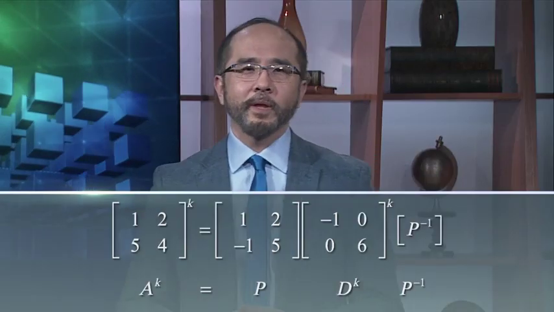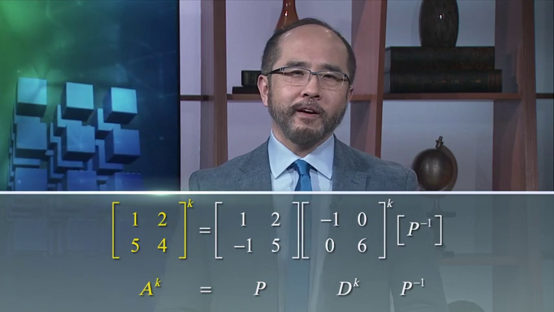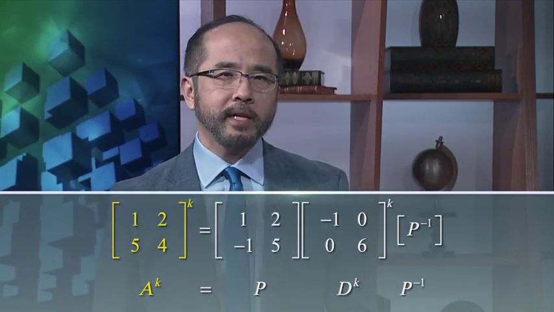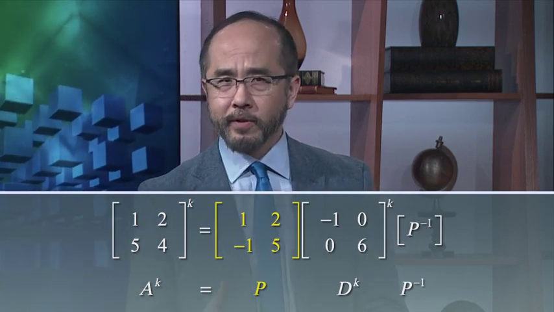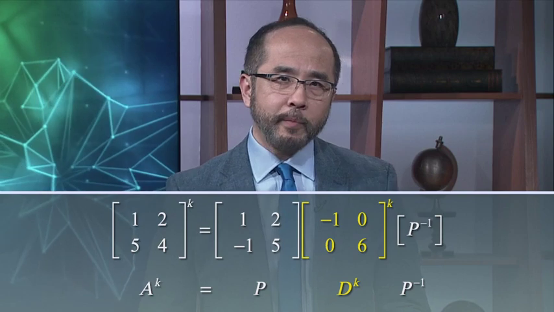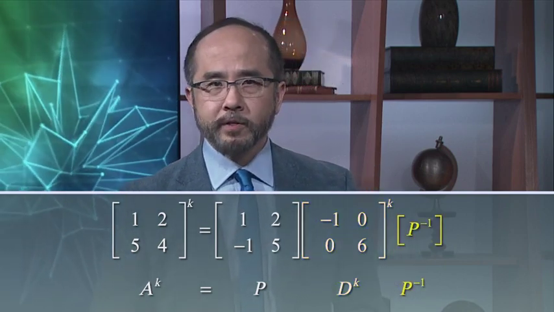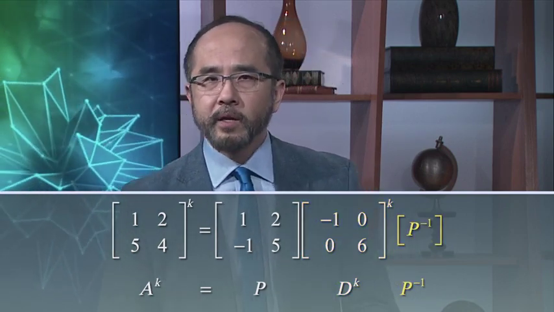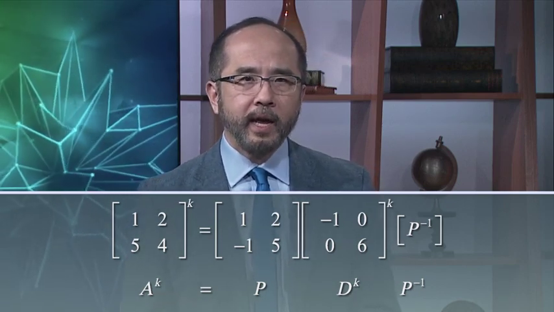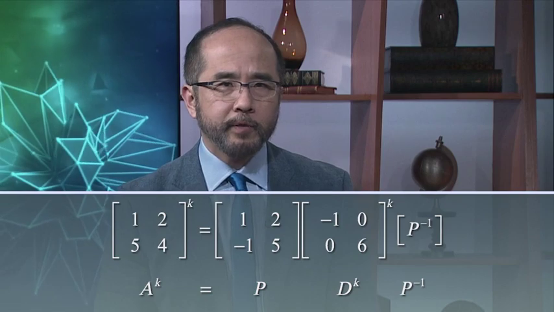Let's look at our example. If I want to find the kth power of the matrix A with entries 1, 2, 5, 4, I can do this more easily as P, the matrix with eigenvector columns, times the diagonal matrix to the kth power times P inverse, whatever that is. This is very fast because it doesn't require as many operations to complete as a normal 2 by 2 matrix power.